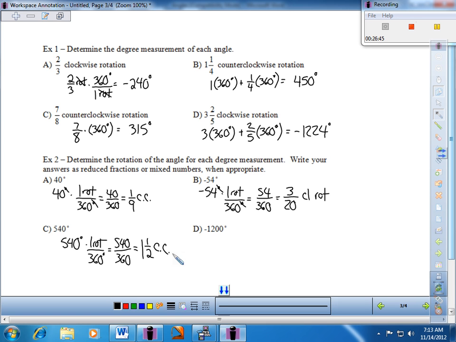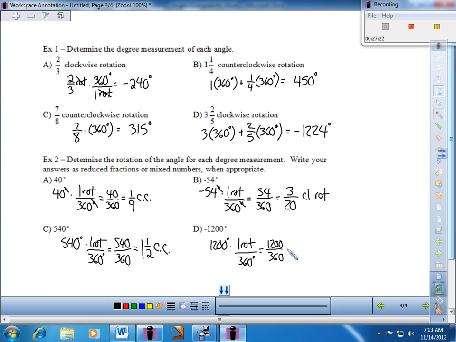Alrighty, excellent. So the last one here is the 1200. And so again, we're starting to get some fairly large numbers on these. And in this case, it's in the negative direction there, so clockwise rotation when we get it. One more time, everybody. I'll kind of do it like this. 1 rotation over 360 degrees. Degrees are going to cancel. And I end up getting really 1200 360ths of a rotation.